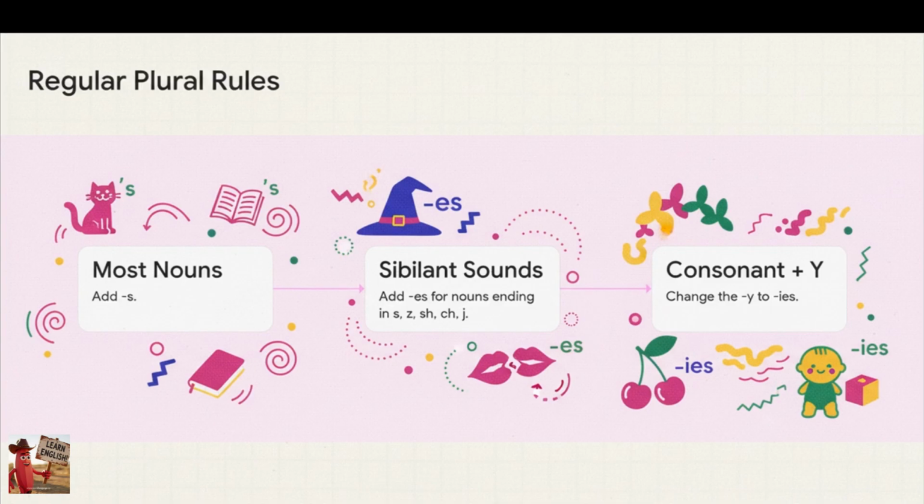But think about it. If a word already ends in a hissy sound, like S, SH, CH, what the experts call a sibilant, it's kind of awkward to just add another S. Try saying witchs. Doesn't work, right? That's why we add that extra syllable, ES, to make it witches. It just flows better. Same idea with words like cherry becoming cherries.